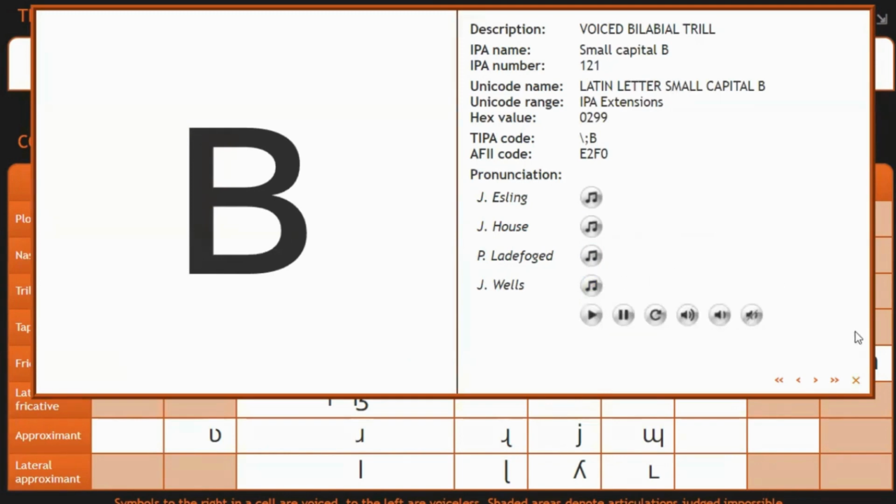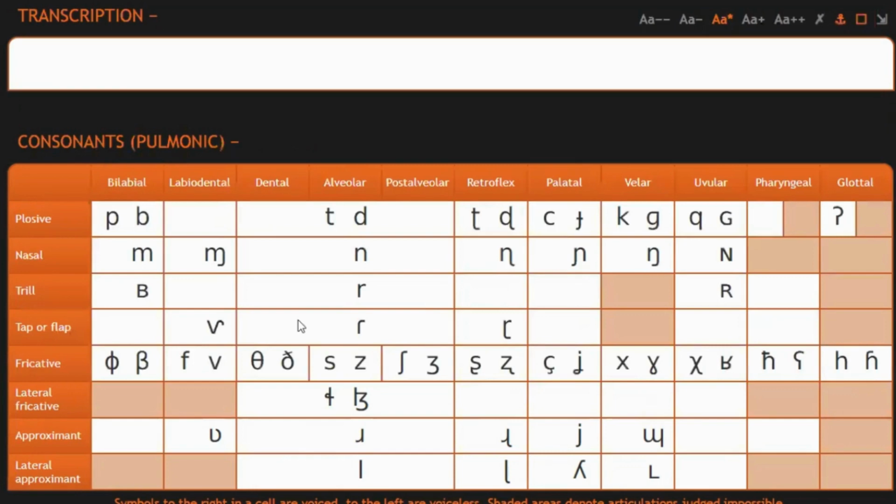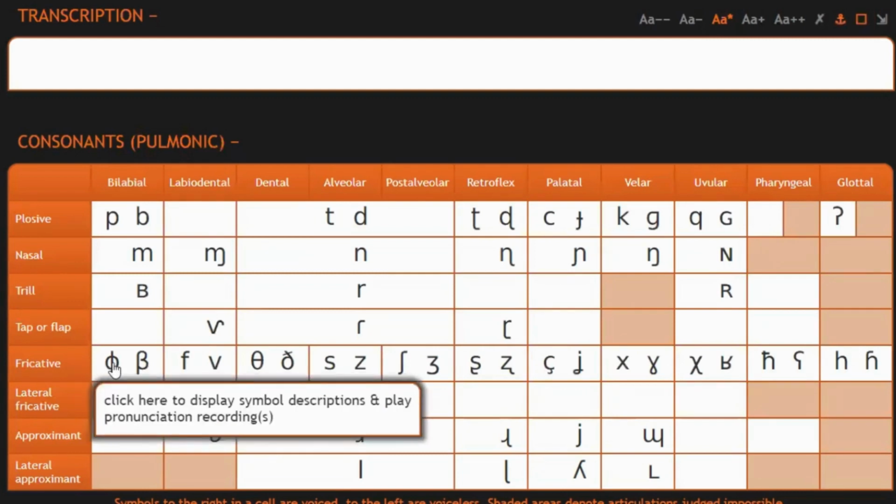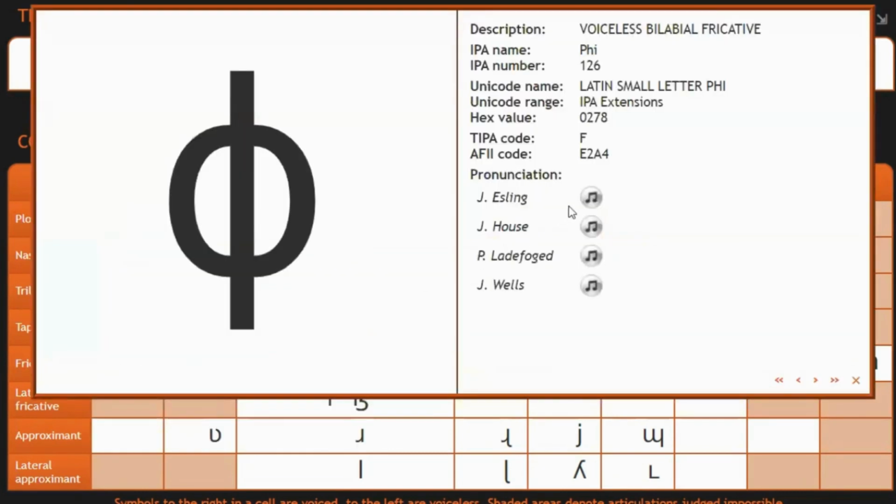All right. Next, we see that this box is empty. Empty boxes mean that either this sound has not been discovered in any of the world's languages, or it's a duplicate of another symbol. So it doesn't need another symbol. Let's go to the bilabial fricatives. First, we have the voiceless bilabial fricative.